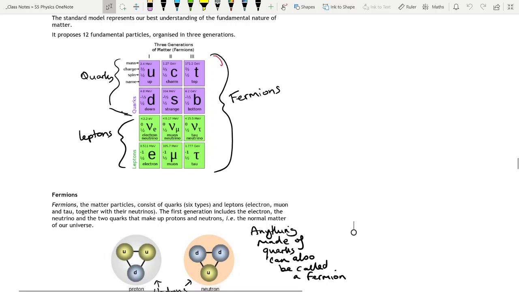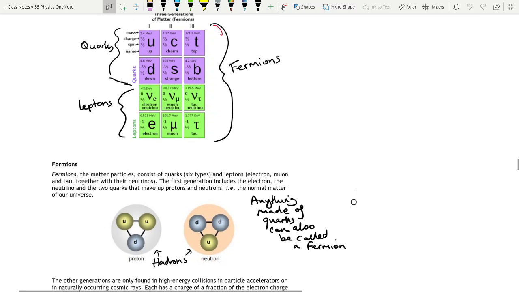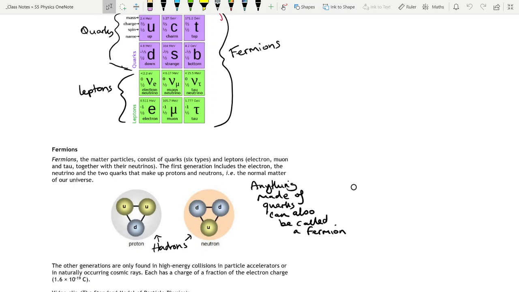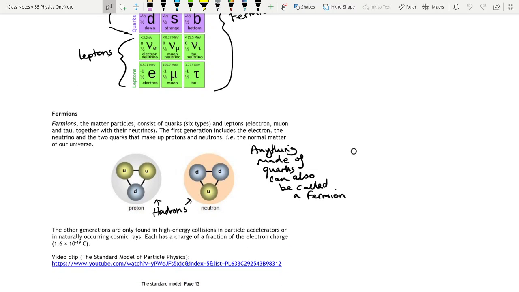Quarks and leptons are fundamental particles. 6 quarks, 6 leptons. They are all fermions. So fermions are the matter particles, and they consist of quarks, 6 types of quarks, and leptons. The first generation includes the electron, the neutrino, and 2 quarks that make up protons and neutrons. And just to make things a little bit more complicated, anything that's made up of quarks can also be called a fermion. So a proton is made up of quarks, so a proton is also a fermion.